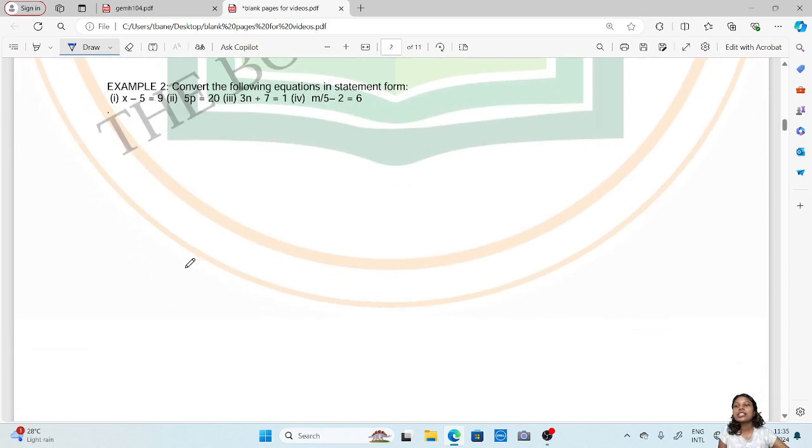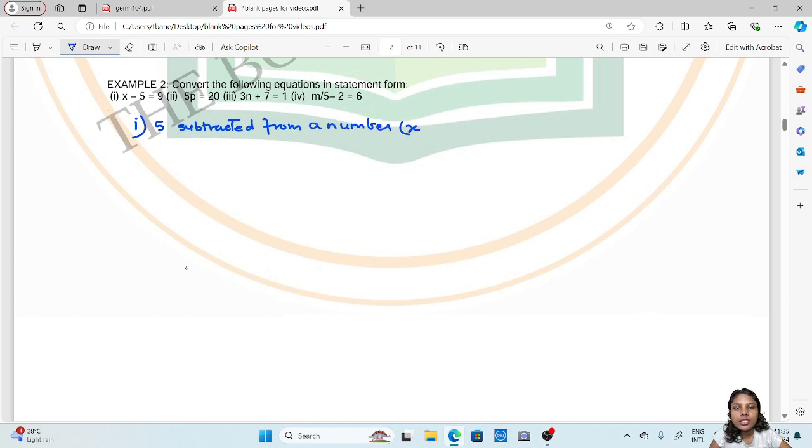Now here they have directly given you the equation. We have to write the statements. So the first one is x minus 5 equals to 9. So we can write 5 subtracted from a number, or this doesn't have to be mentioned. You can just write 5 subtracted from a number gives 9. Okay, so that was the equation.